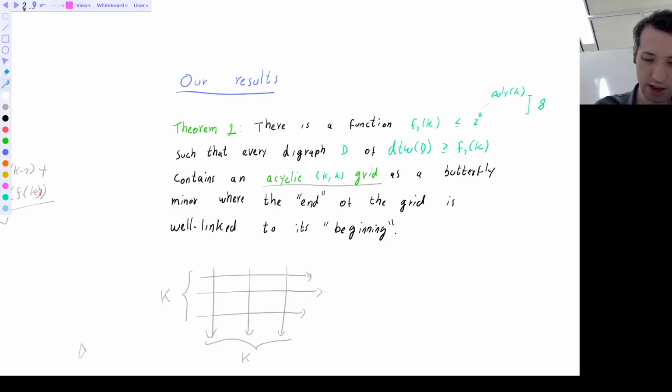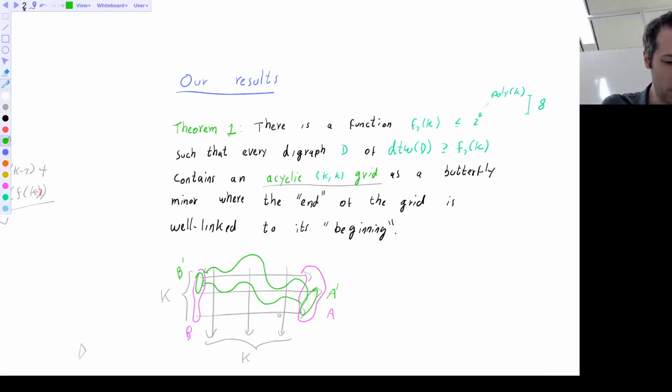And what we get is that the end of this cyclic grid is well linked to the beginning. So let's say this set is A, this set is B, and we're going to say that A is well linked to B. This means that whenever we take some set A prime here and some set B prime here, it can be any set of vertices, then we find some linkage connecting A prime to B prime. So I said adjacent paths. These paths can intersect this cyclic grid, but they do not intersect each other.